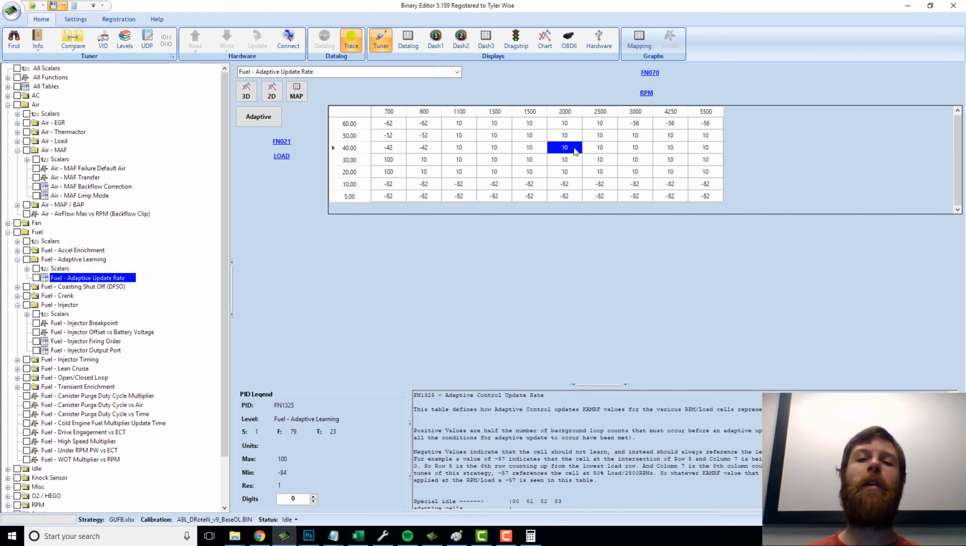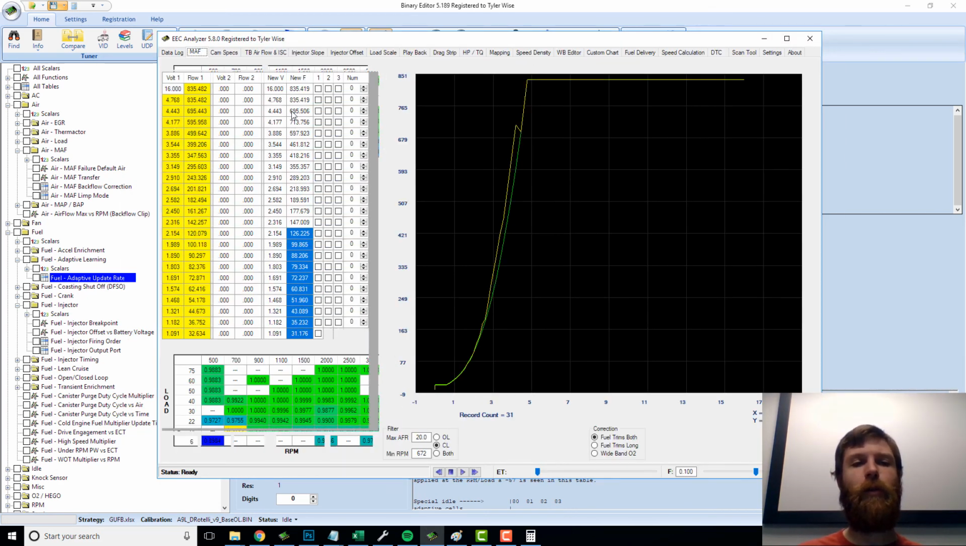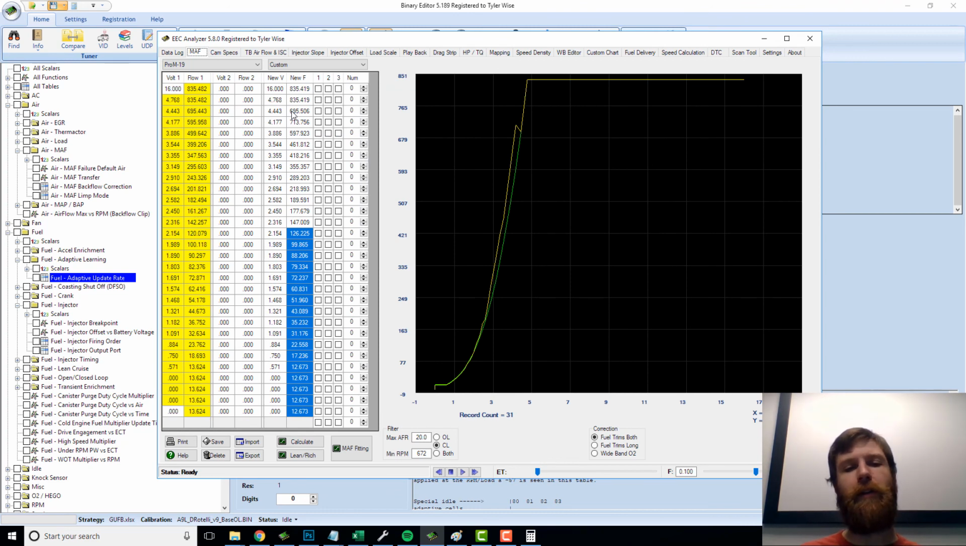And that's how you want to create a good log to measure your adaptive learning and to get these KAMRFs to adjust a lot of things for you at once. That's what you'll go through. Go back, check your mass air transfer in your log using that tool, and rinse and repeat.